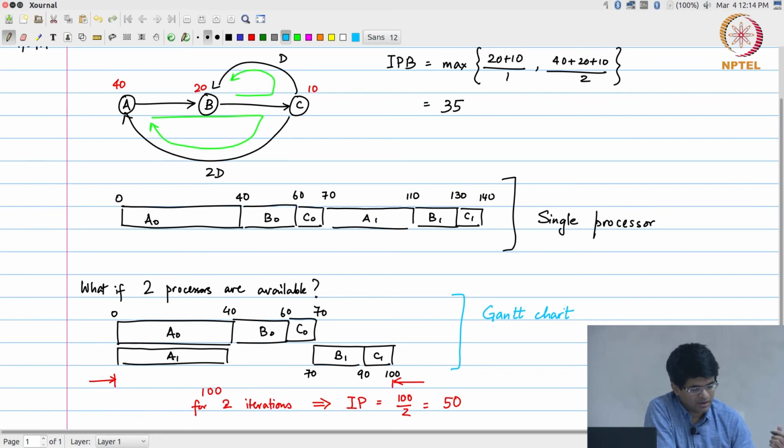Okay. So, now the question is, what happened? I got to an iteration period of 50, but is it possible for me to get down to 35, which after all is my target? What could I have done over here?